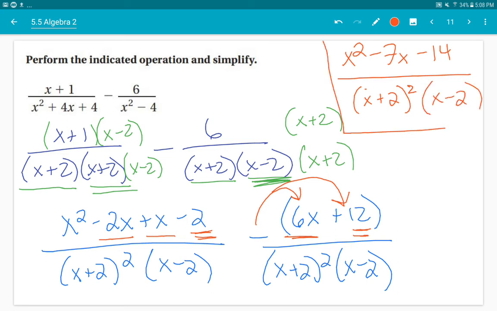Now the numerator does not factor, so that's going to be my final answer. We have x squared minus 7x minus 14. My denominator is going to stay in that factored form. Anytime a factor repeats, we just raise it to whatever power, how many times it repeats. So in the denominator, x plus 2 occurred twice, so we just raise that to the second power to deal with that.